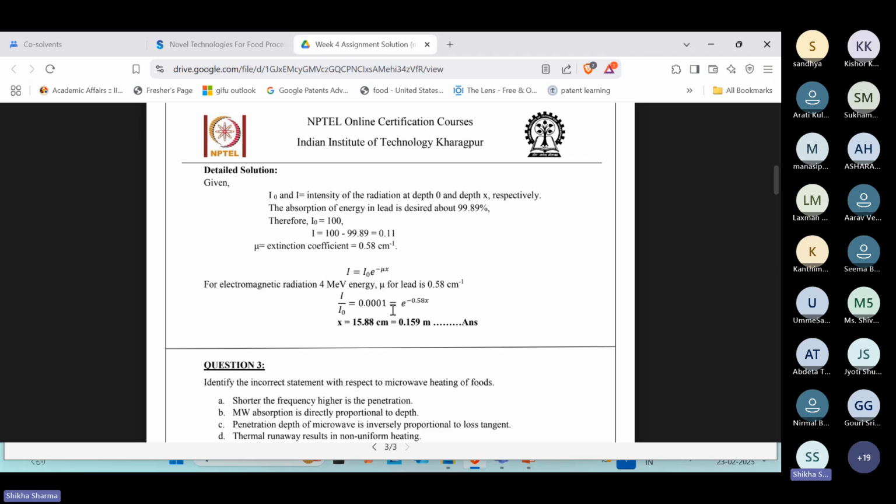So, what is your doubt in this? That I upon I naught should be 0.0011, right? I by I naught is 0.11 upon 100, so it would be 0.0011. I naught is 100, I is 0.11. Yes, so it will be 0.0011.